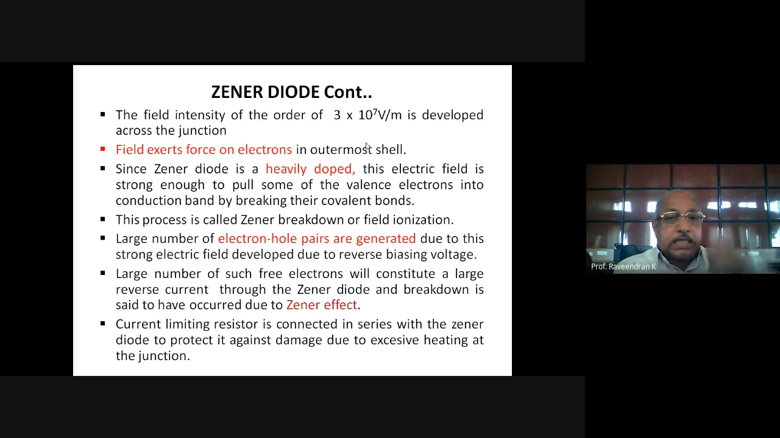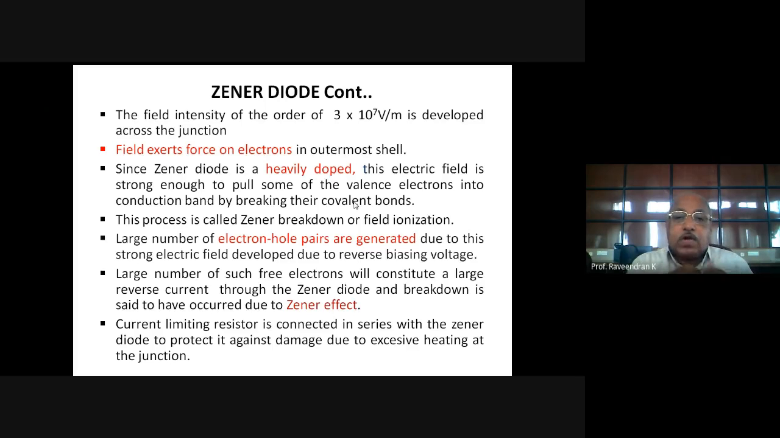What is the outermost shell? That is the valence electron. So those electrons are exerted with a very high electric field force, and that causes the electrons in the outermost shell to be dislodged. Since the Zener diode is heavily doped, this electric field is strong enough to pull some of the valence electrons into conduction by breaking their covalent bonds. I just told you how this process takes place.